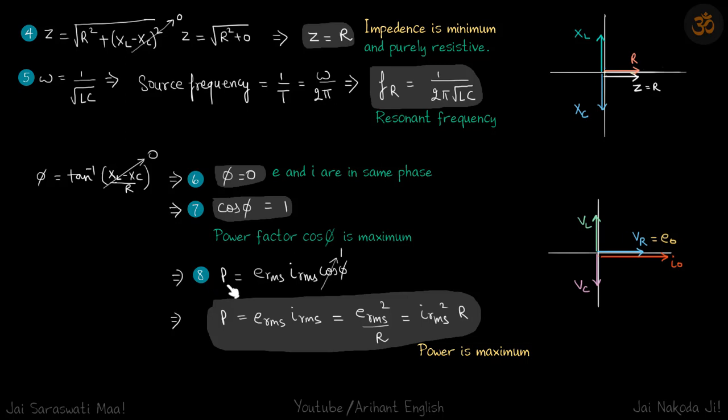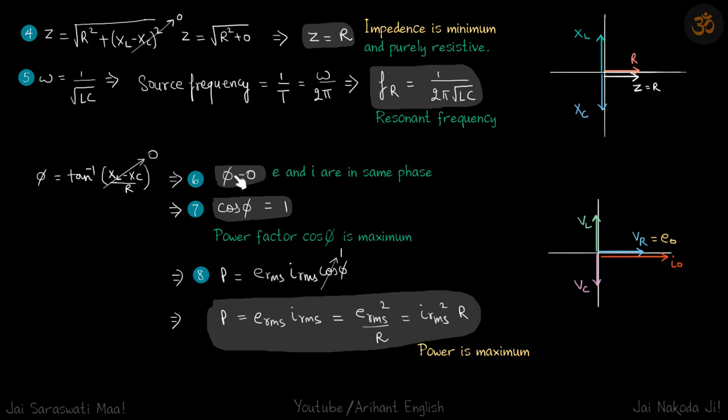Eighth point, power is equal to ERMS IRMS into cos phi, and cos phi is 1. So power becomes ERMS into IRMS, which is ERMS square by R or IRMS square R. You can see that this is the maximum power the circuit can have, ERMS square by R. So in resonance, power is also maximum. Impedance is minimum, current is maximum, and power is also maximum.